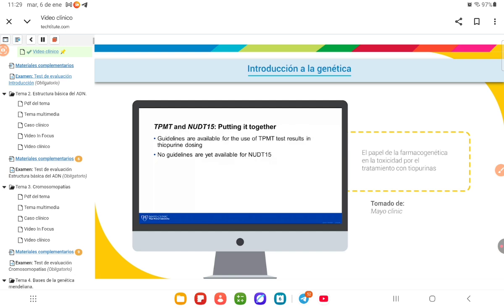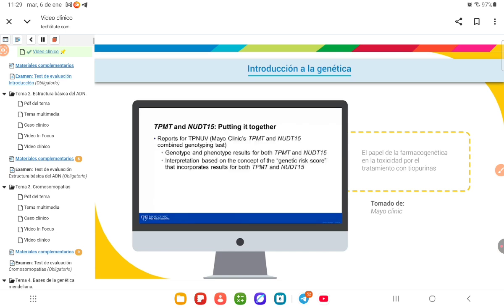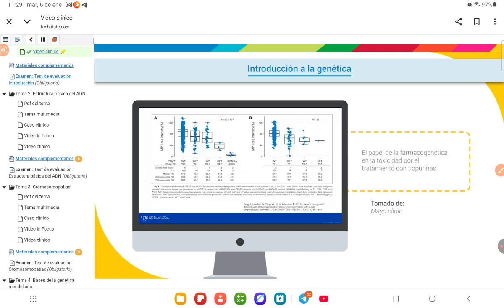However, there are now a number of studies in the literature where genotyping has been performed on both TPMT and NUDT15. In these cases, the number of alleles that result in decreased activity are counted and are called a risk score. Let's look at an example. This is an example from a study published in the Journal of Clinical Oncology that shows the impact of the genetic risk score combining TPMT and NUDT15 genotyping results on the dose intensity of mercaptopurine that was tolerated.